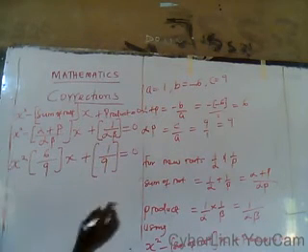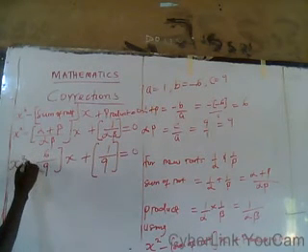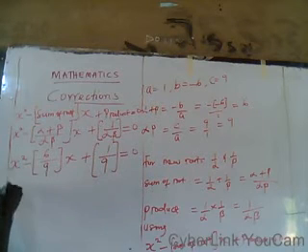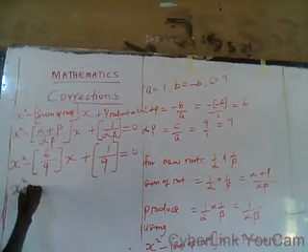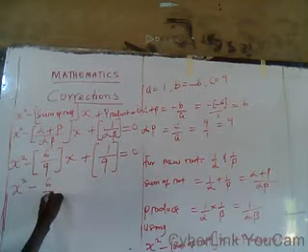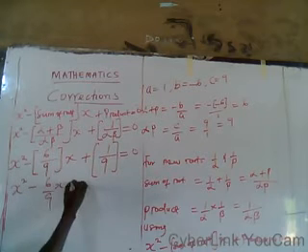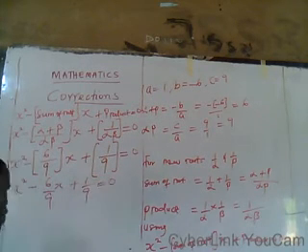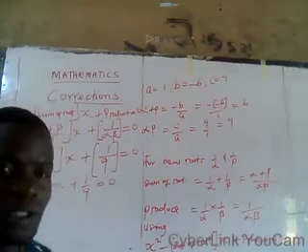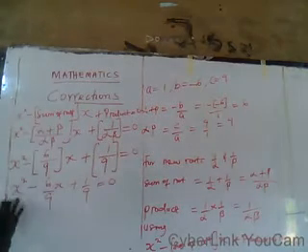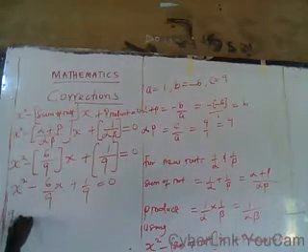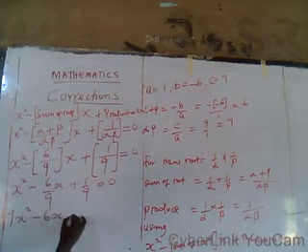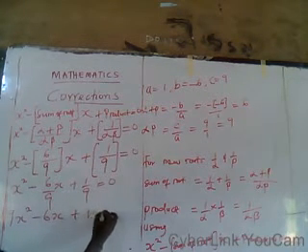So when you expand it, you have x squared minus 6x over 9 plus 1 over 9 equals 0. So what will you do now? You multiply it through by what? By 9. From there you have 9x squared minus 6x plus 1 equals 0.